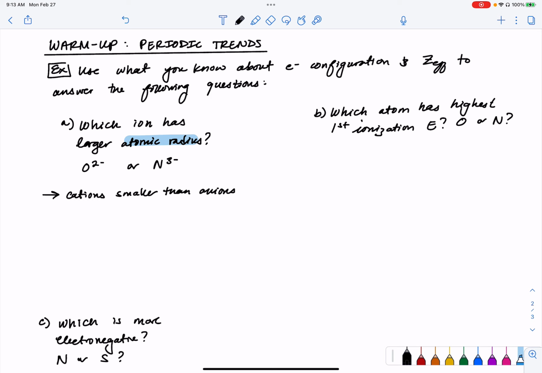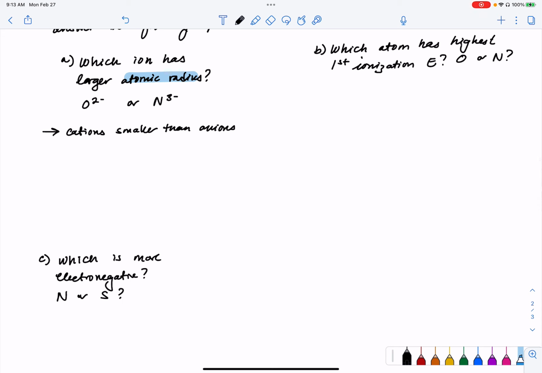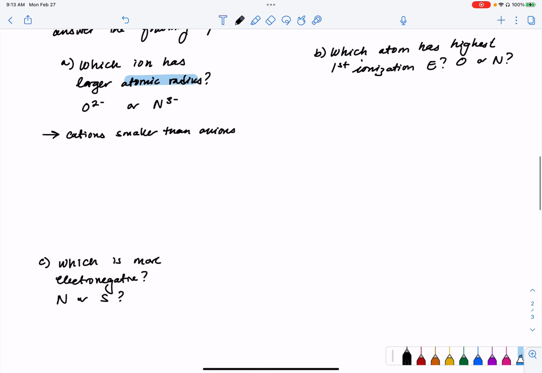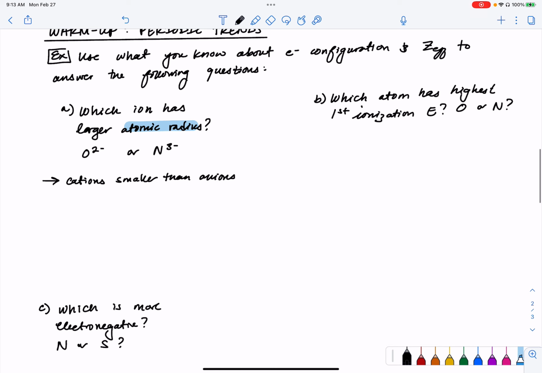But if you look at this example here, I've given us not a cation versus an anion, I've given us two anions. So it's up to us to figure out which of these anions is going to have the lower effective nuclear charge. Because remember, the less strong that pull of our positive nucleus on our valence electron is, the larger our atom is going to be.